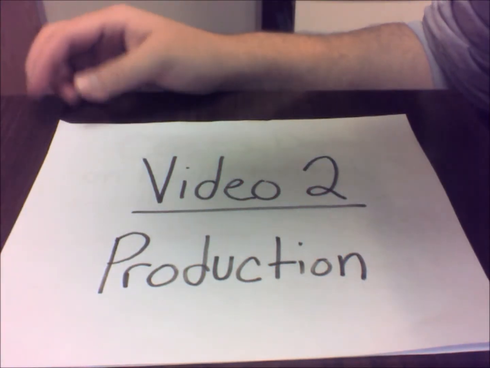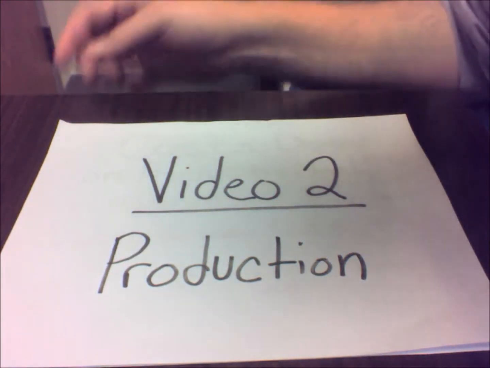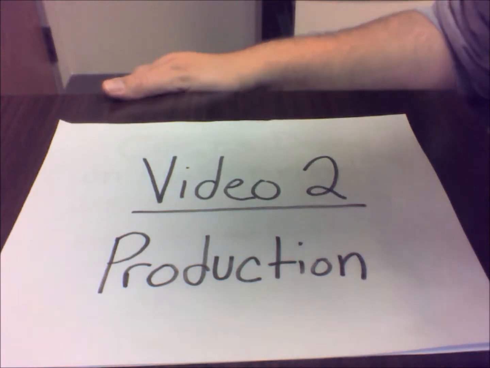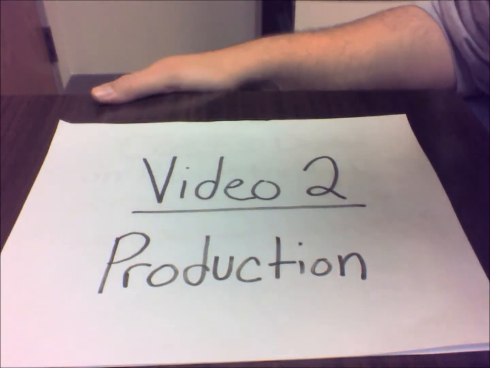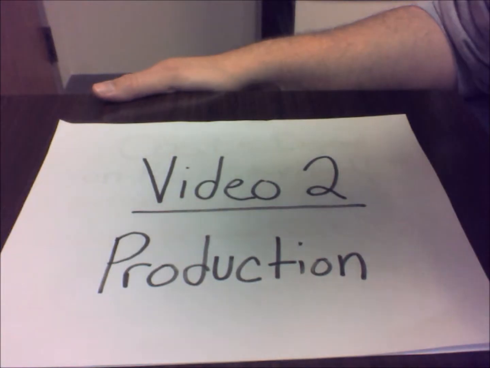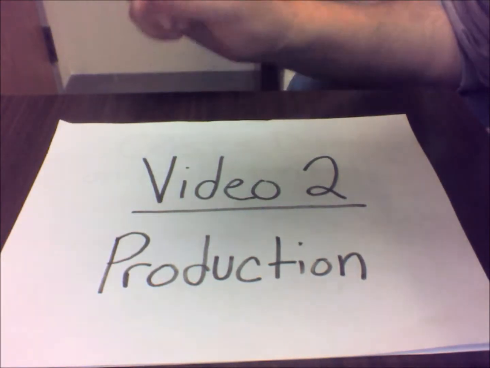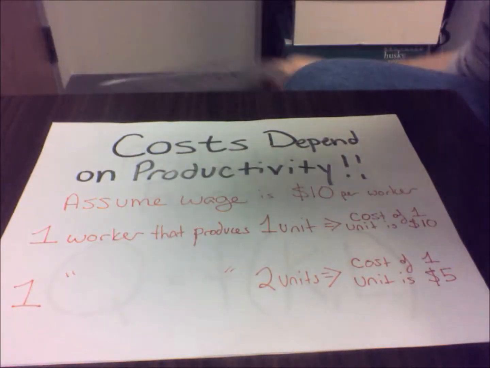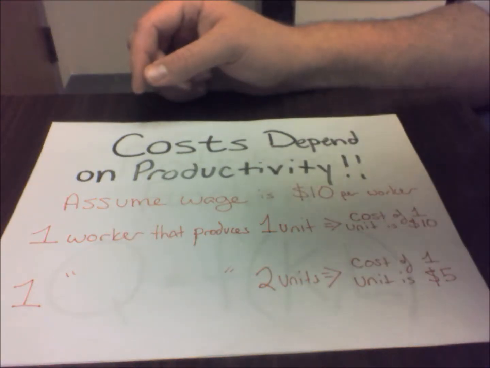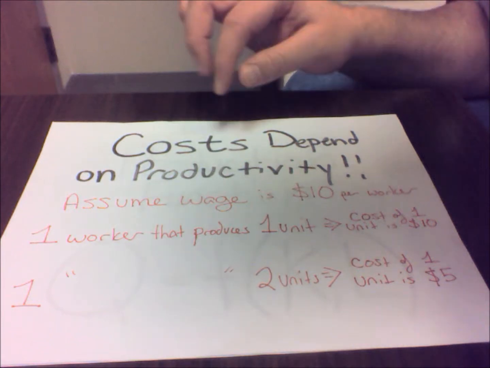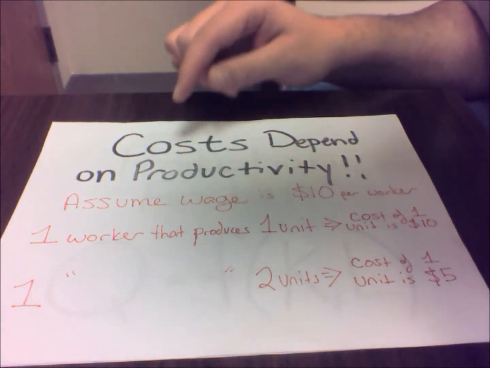Okay, so hello and welcome to the second video. In this video, we're going to continue talking about a firm's total production costs. But to do that, we're going to have to first figure out a way to more explicitly talk about a firm's production process. And the reason is that a firm's production costs depend critically on productivity.